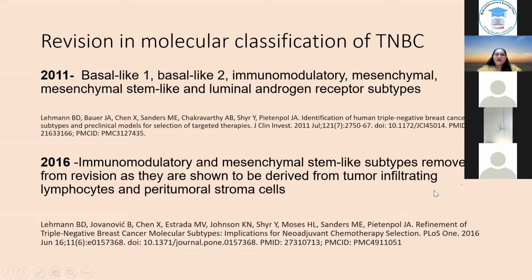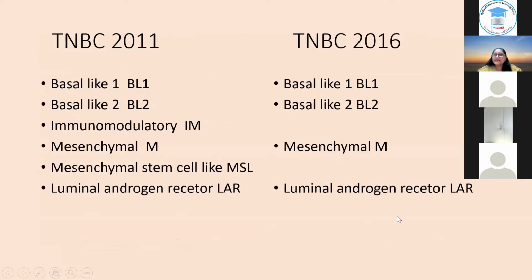So now we are coming to the most important part, but I would not be discussing this in detail because today we are talking about the basics of TNBC, that is the molecular classification. In 2011, TNBC was divided into 6 molecular subtypes: basal-like 1, basal-like 2, immunomodulatory, mesenchymal, MSL, mesenchymal stem cell-like, and LAR, that is luminal androgen receptor type. The same person, Lehmann et al., revised this classification in 2016 and deleted 2 subtypes. He deleted immunomodulatory and mesenchymal stem cell-like.